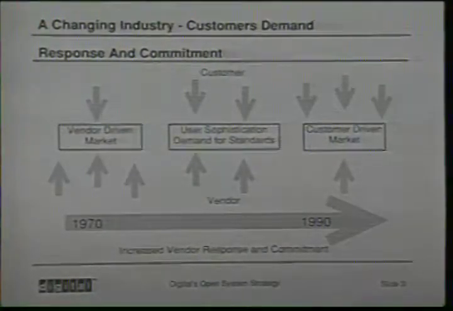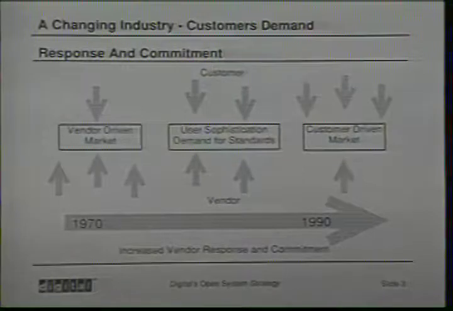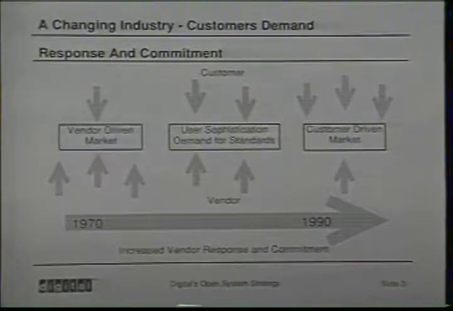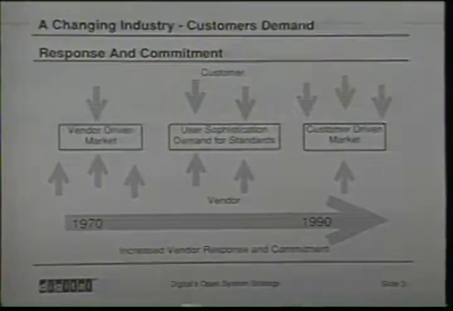As a vendor, I would say, where did the demand for open systems come from? I would say, well, it wasn't our idea. Really, it came from the customers. If you go back to the 1970s, we were dealing with a vendor-driven market. Vendors were delivering systems that were essentially just pieces of hardware, in some cases not even with operating systems, and leaving it up to the users and the OEMs of the industry to put together a working system with software.